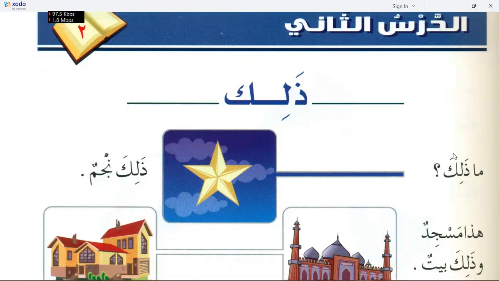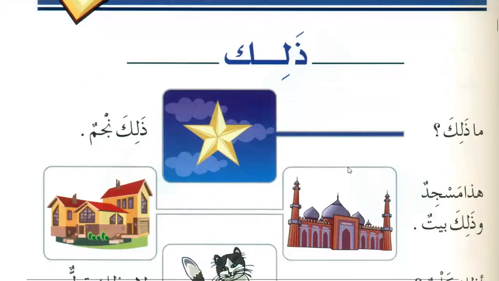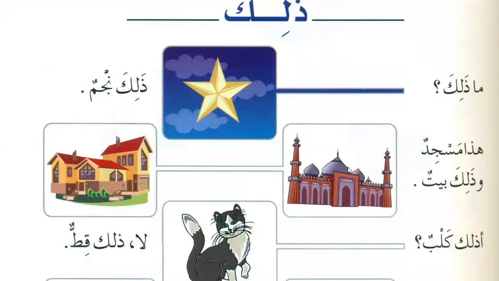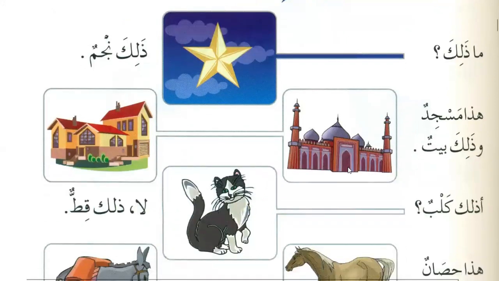Translation. What is this? This is a star. Dhalika najm. What is that? That is a star. Hada masjidun wa dhalika baytun. Okay, hada wa dhalika. This one here is a masjid, and wa dhalika, that one over there, it's a house.